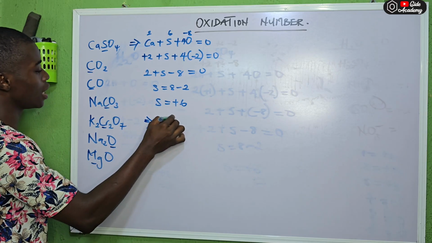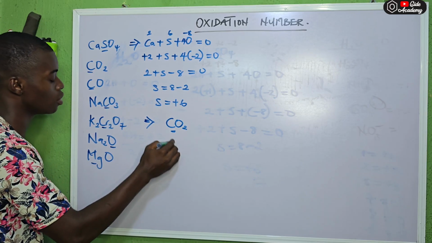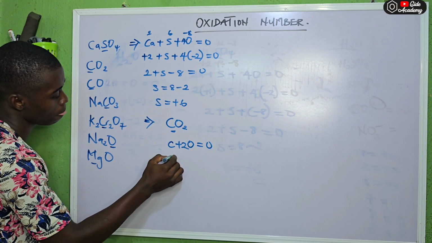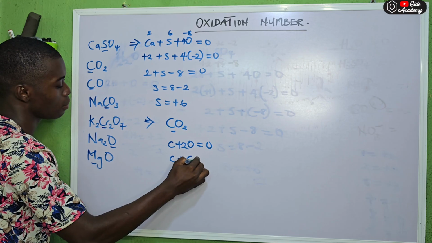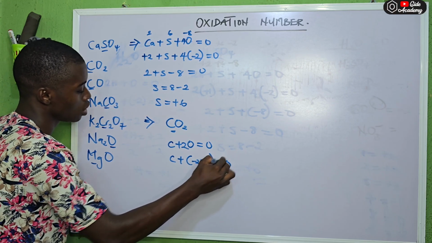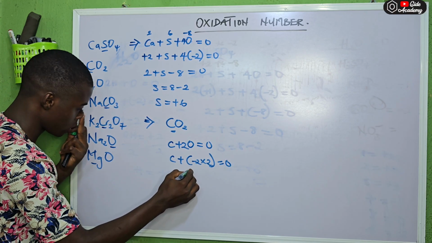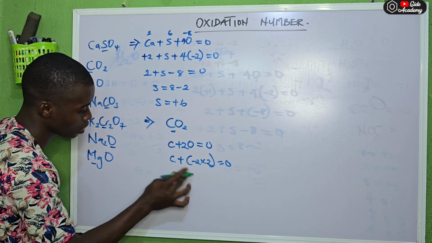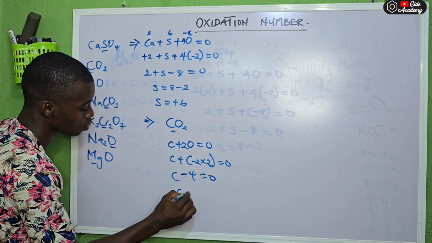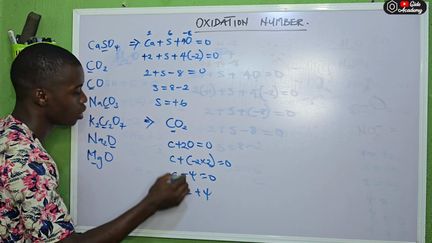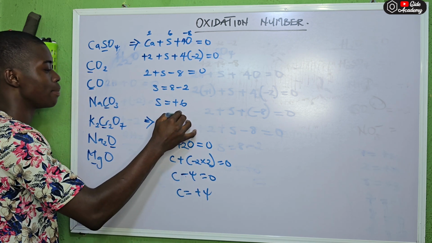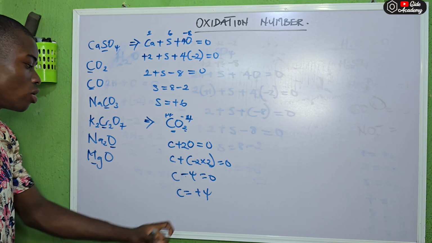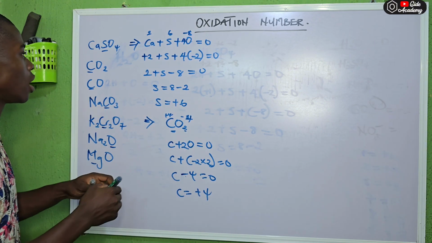So let's check the second one. The second one we have there is CO2. We are solving for carbon. So we say carbon plus oxygen is equal to 0. Then carbon plus minus 2 times 2 is equal to what? 0. That will give us carbon plus minus 4 is equal to 0. So carbon is equal to plus 4. So if here is plus 4, here is minus 2. How many minus 2 do we have there? 2. So plus 4 minus 4 is still going to give us what? 0.